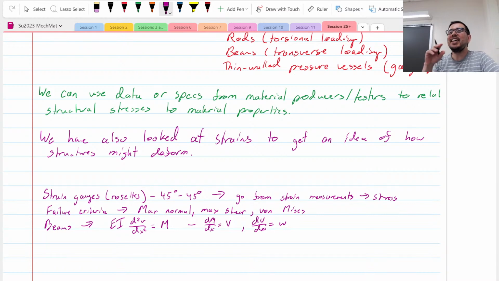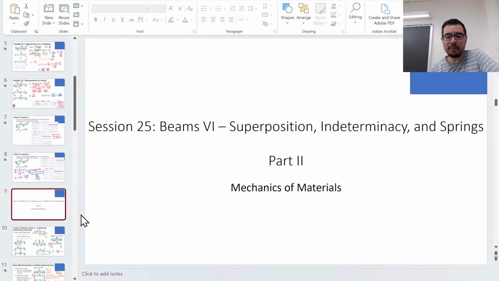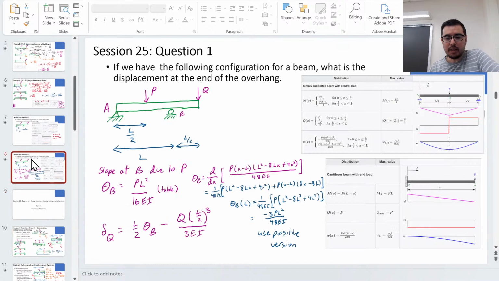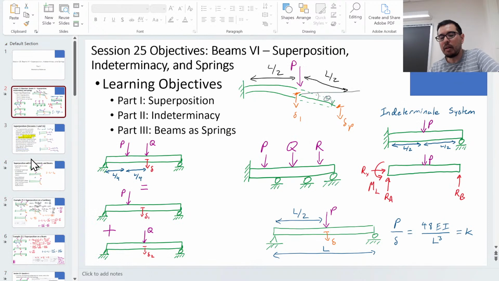Now, the thing that we have not covered so much, but that session 25 really hammers on, is what to do with indeterminate beams. And what is an indeterminate beam? Well, session 25 is all about, well, it's not all about, it has a few different things, right? But parts 1 and 2 heavily rely on superposition. So you can use superposition.